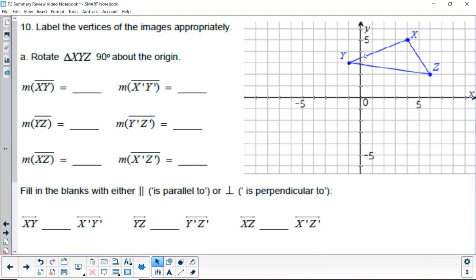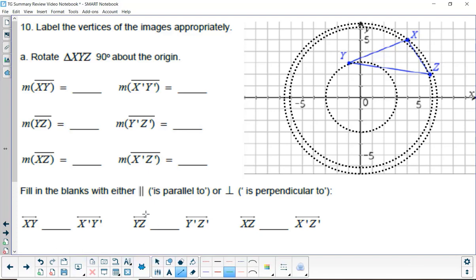For number 10, we're going to rotate triangle XYZ 90 degrees about the origin. We're going to need our concentric circles, so we'll start with those. So I've got my concentric circles through Y, X, and Z. They're pretty close together right here. It's okay. All right, so let's go with Y first. So I'll go from the origin to Y and draw in a radius there. And then I need a 90-degree angle in the counterclockwise direction to make a 90-degree angle to that first point. So there, Y prime would be right there.